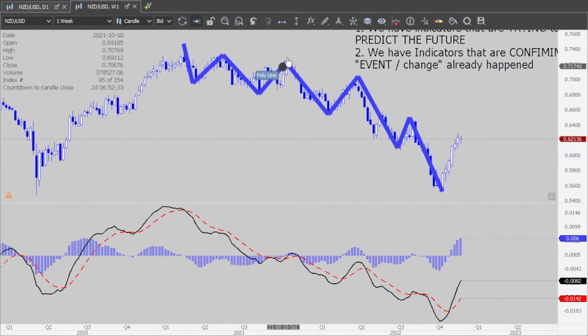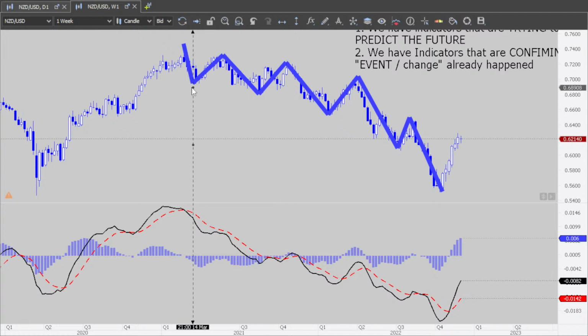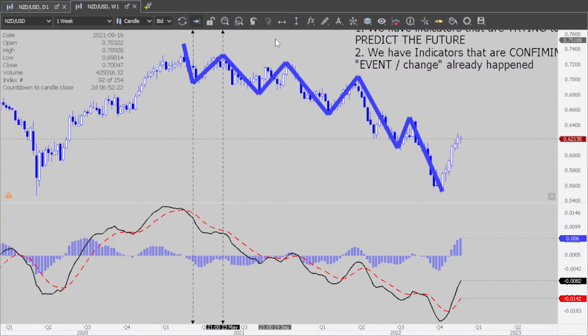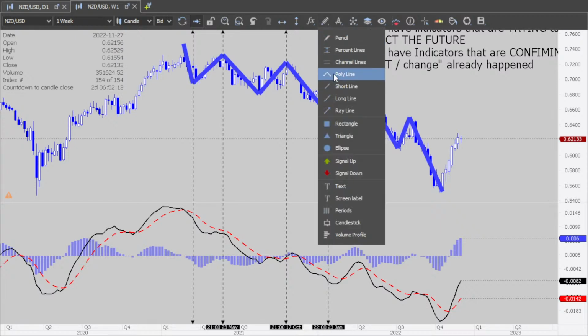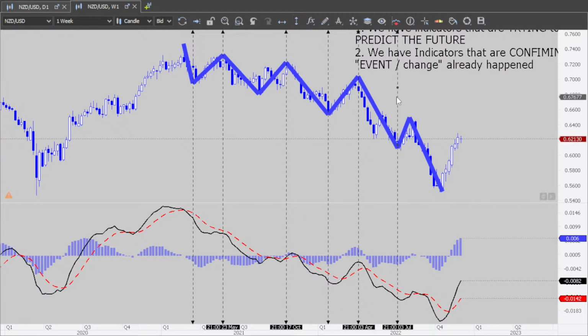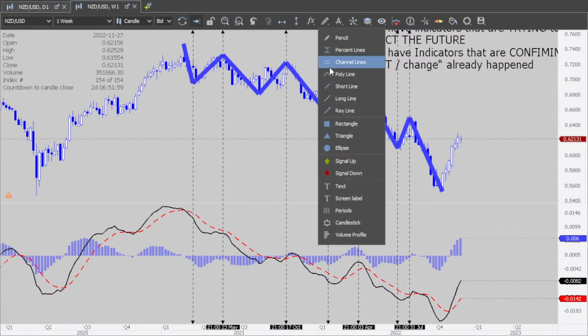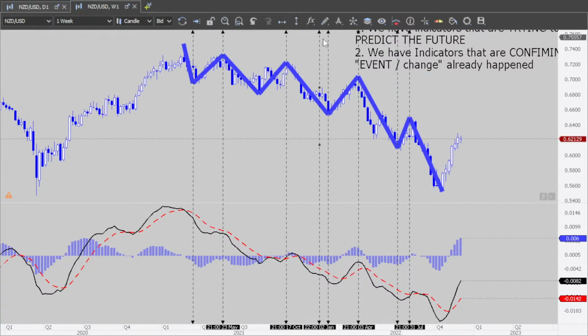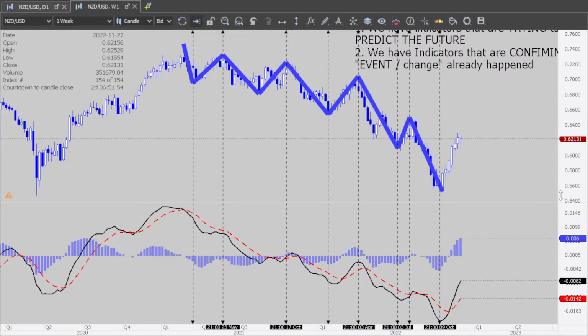And we are going to see, okay, this is how you backtest your indicator, everybody. You put vertical lines on where you see the change, right? Vertical line, very good, vertical line again, vertical line again, and one more time, vertical line again.